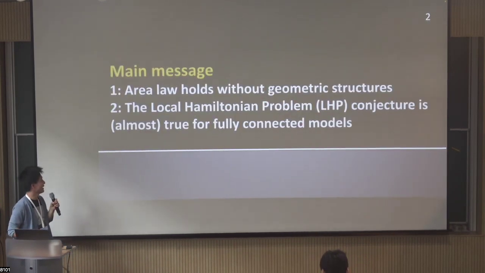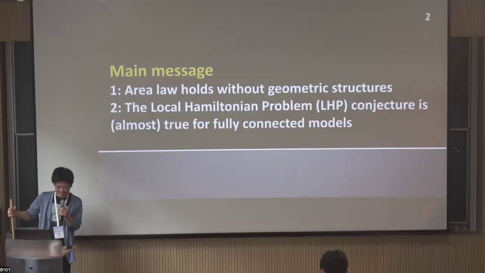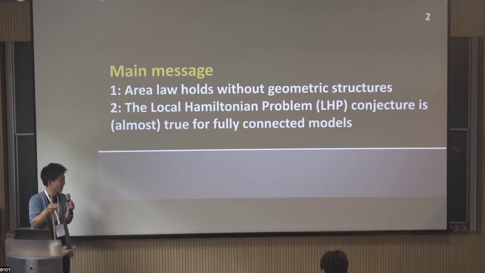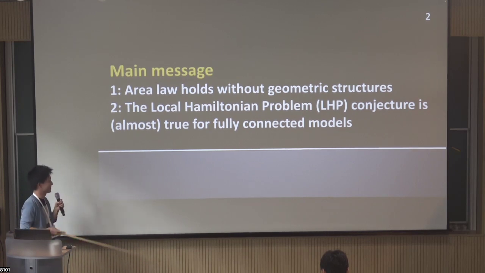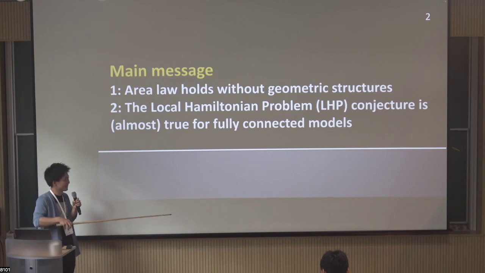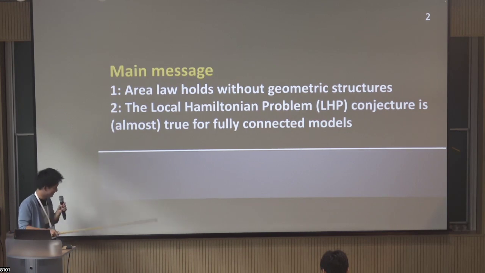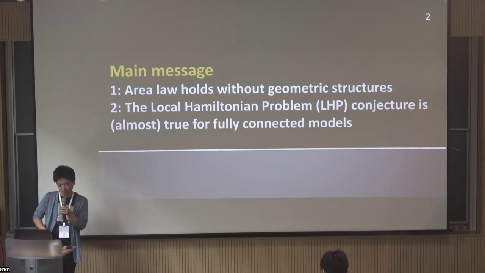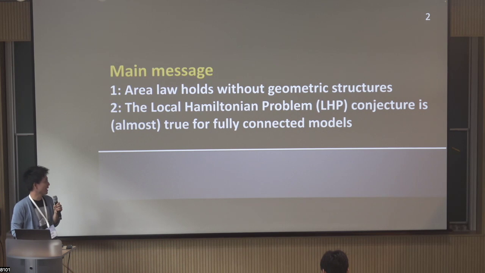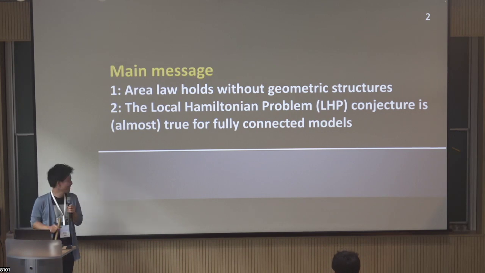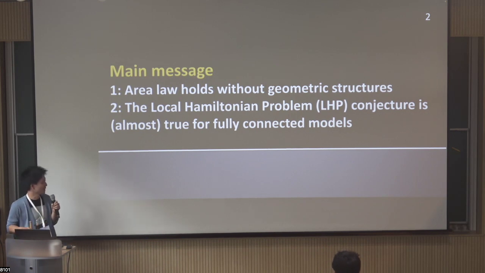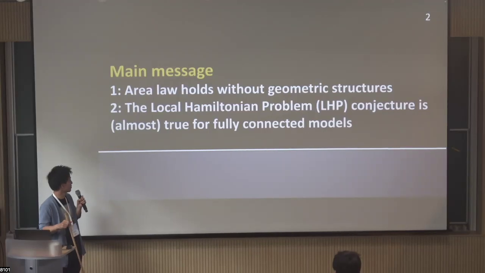The first one is that the area law holds without geometric structures. Usually the area law is considered for geometrically local systems, but now I show a fully connected model without geometric structure. In that case, we can prove area-law-like behaviors for entanglement entropies. The second message is the local Hamiltonian problem conjecture. The LHP conjecture is almost true for fully connected models. I explain the local Hamiltonian problem and the LHP conjecture in the subsequent slides.